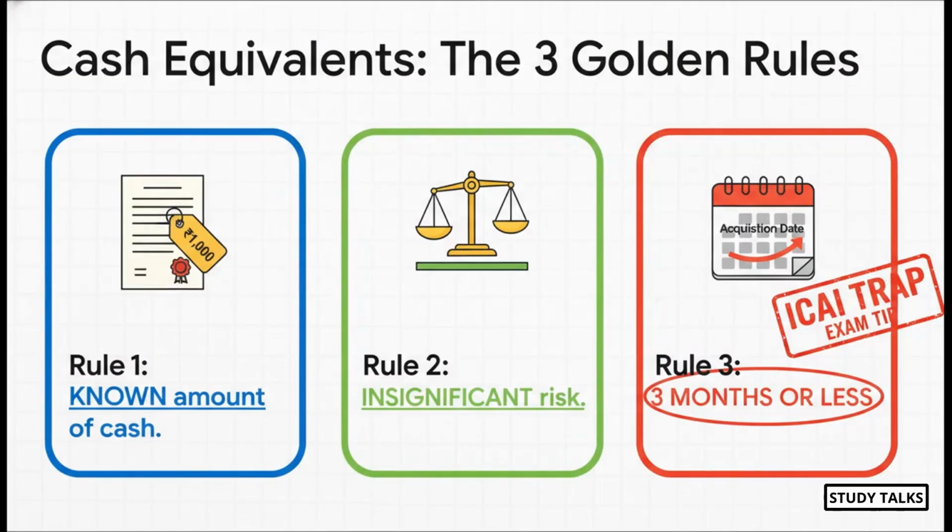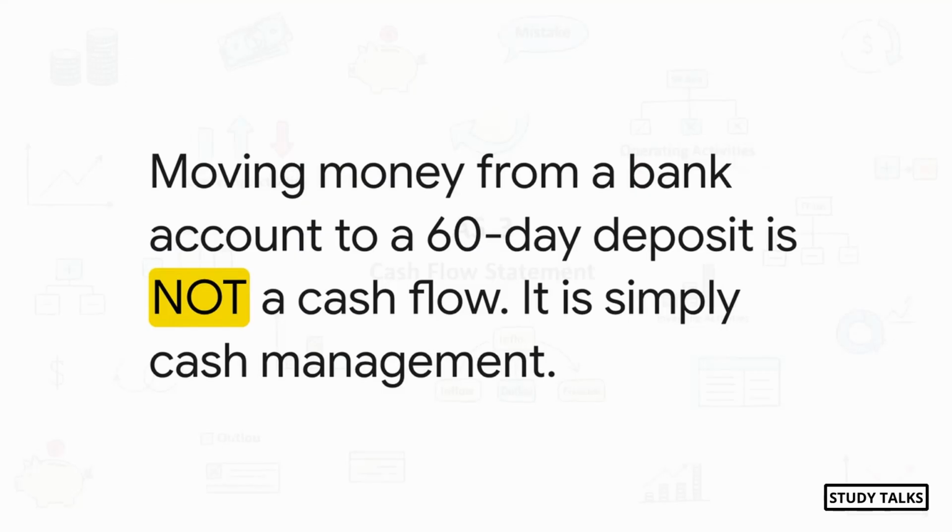Now, pay close attention, because this slide is a major ICAI favorite. This is where they try to trip you up. For something to be a cash equivalent, it has to pass 3 golden rules. First, you have to be able to convert it into a known amount of cash easily. Second, there has to be an insignificant risk of its value bouncing around. And third, and this is where so many marks are lost, it has to mature in 3 months or less from the date you bought it. Not the balance sheet date, from the date of acquisition. That's absolutely crucial.